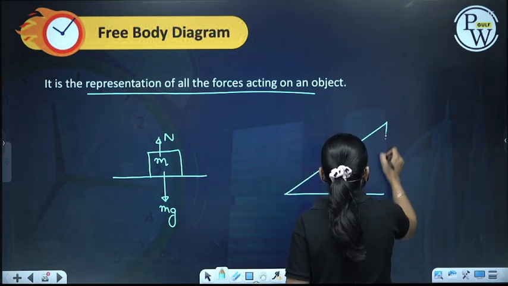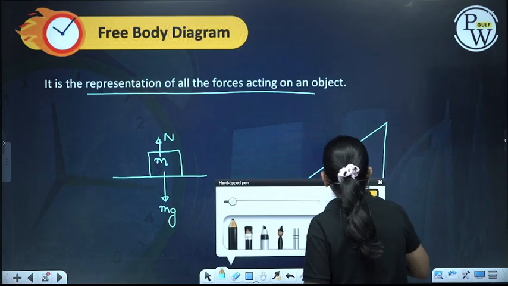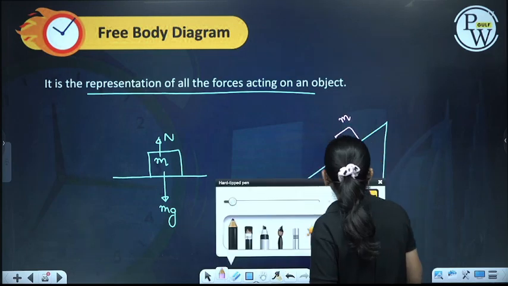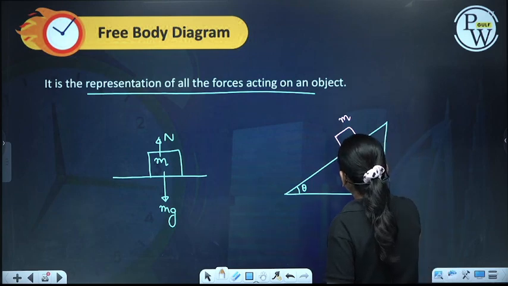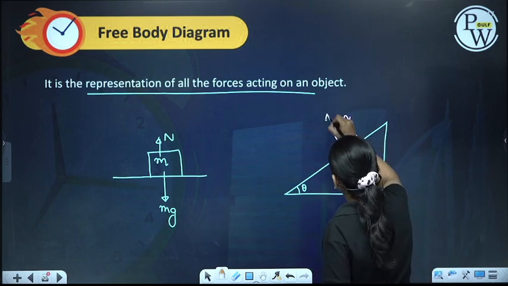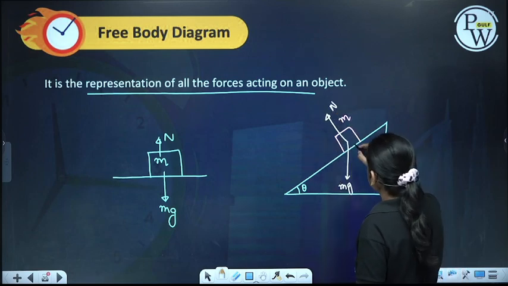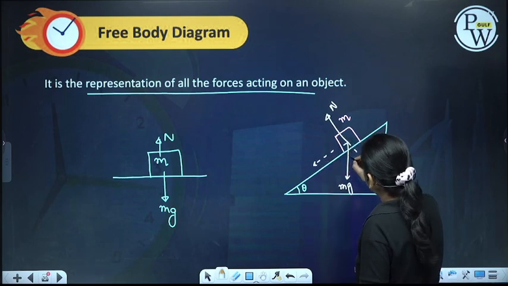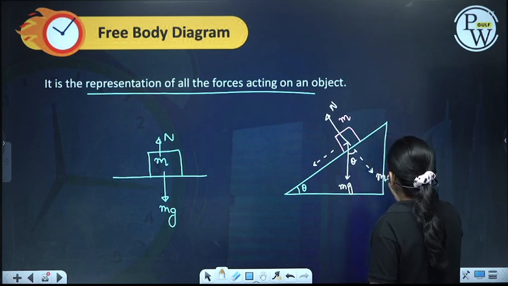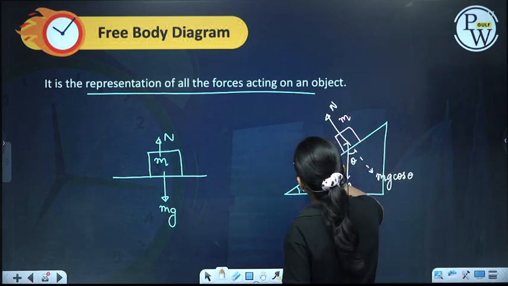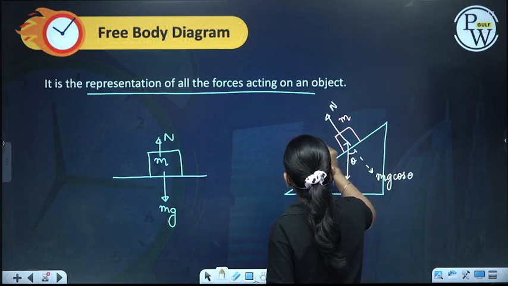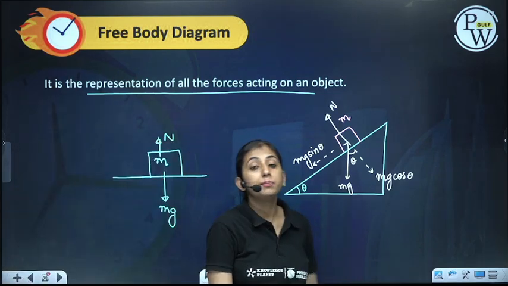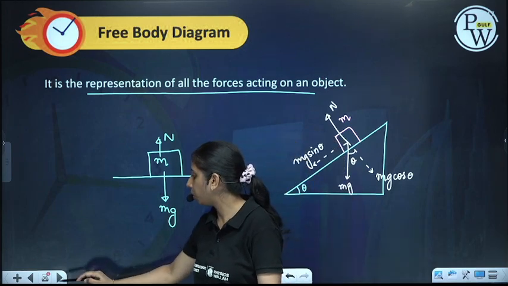If we have an inclined plane of inclination theta, and a block of mass m is lying on this plane, how many forces are acting on this block? One force will act, mg vertically downwards, and the other force will act perpendicular to the plane, the normal reaction. Now let us resolve this mg into two components. If this angle is theta, this angle will also be theta. So this component will be mg cos theta, and this component will be mg sine theta. So this will be my free body diagram of the block, a representation of all the forces acting on the block.